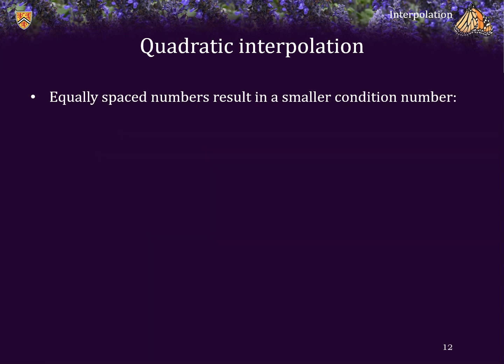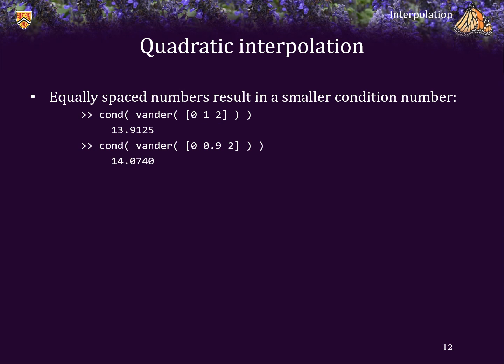Fortunately, equally spaced numbers, or x values, tend to result in a matrix that has a smaller condition number. So if our x values were 0, 1, and 2, equally spaced, then the condition number of the Vandermonde matrix is about 13.9. Let's shift the middle x value down to 0.9, so shift it to the left by 10% of the difference. Now the condition number of the Vandermonde goes up to 14.1.